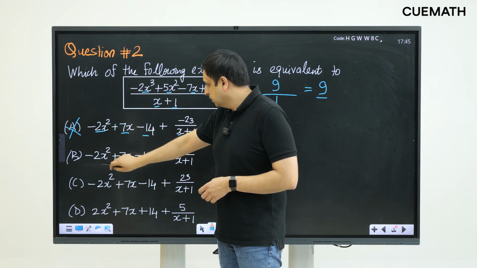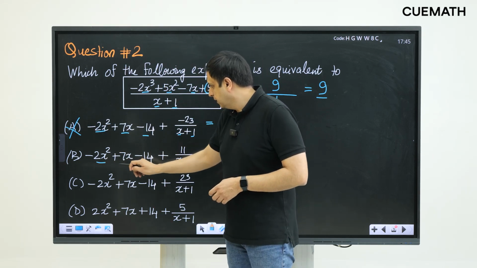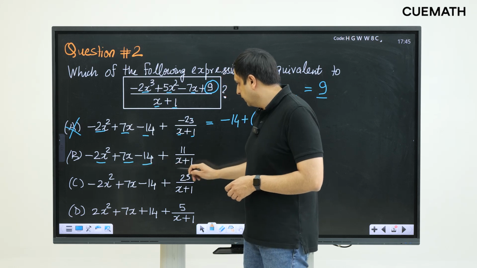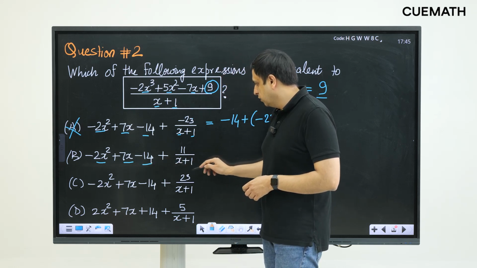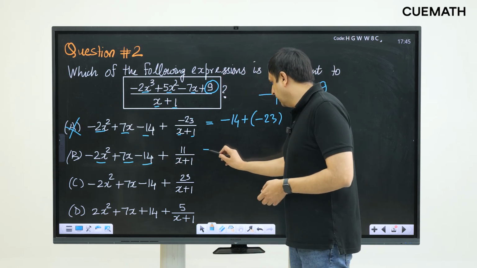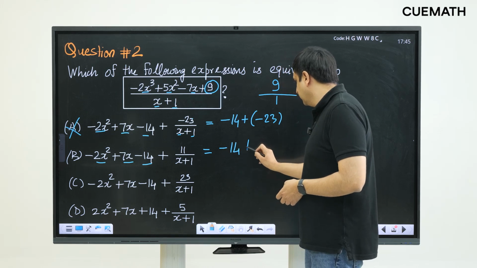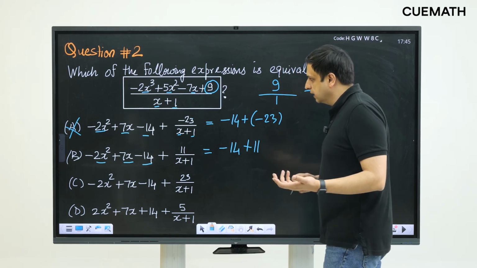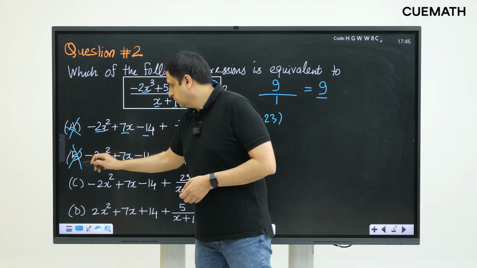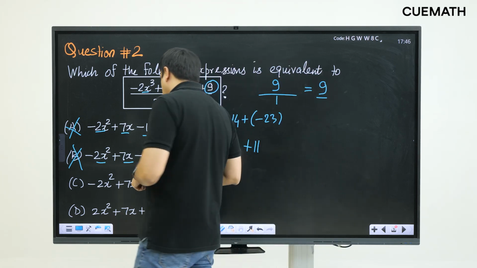Now, substitute x equal to 0 in option B. So, I get a 0 here, a 0 here, a minus 14 here, and then 11 by 0 plus 1, which is 11. So, I get a minus 14 plus 11 here, which is minus 3. So, again this option does not work. So, I will cross this out as well. Then let me go to option C.